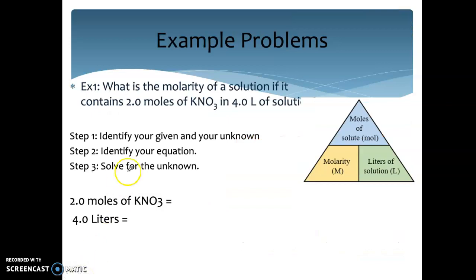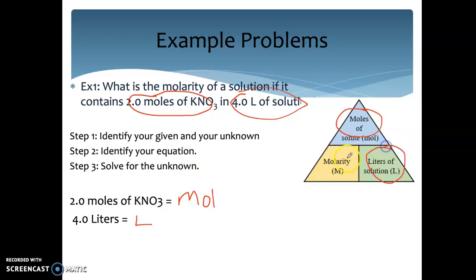In general, there are three steps we can look at here. Try to figure out what it's giving you. Here I have 2 moles of potassium nitrate, so identify your given and your unknown. This is equal to 2 moles. That's my moles, the top part right here. That one's given. Then I have 4 liters of solution, so 4 liters would be L. That's this one. The only thing left is molarity, so molarity is my unknown in this situation. If I look at molarity, I cover it up.